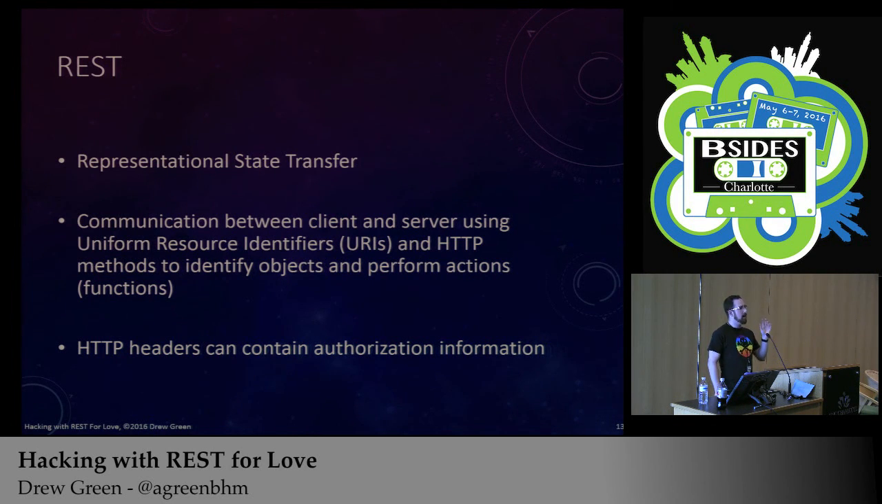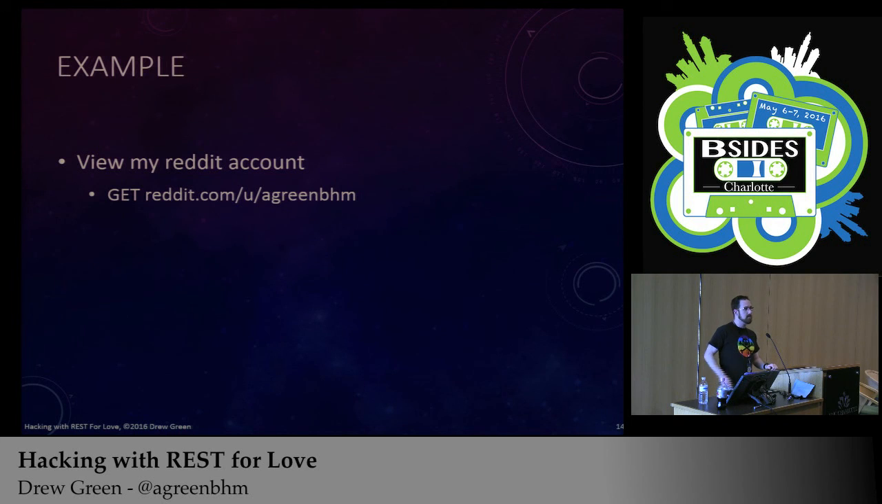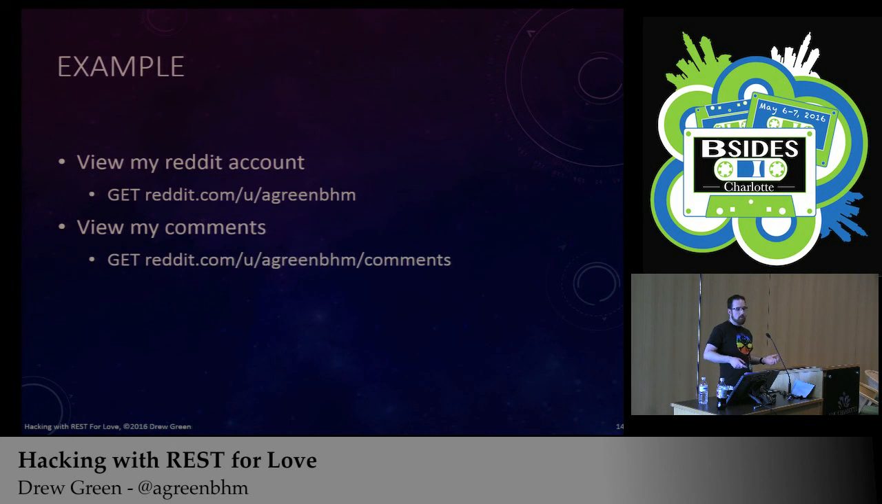We can say the user path, like reddit.com/user/whomever, and we're going to get to that in a second, that's an object, and then perform various methods on that object once you start going in a path past that name itself. So an example here, say I want to view my account, GET reddit.com/u, that's the user specifier there, /agreenbhm. Now, if I want to view my comments, that would be another GET request to my user account, and then /comments. So like I said, that's looking at, say, a comments property of my user object.